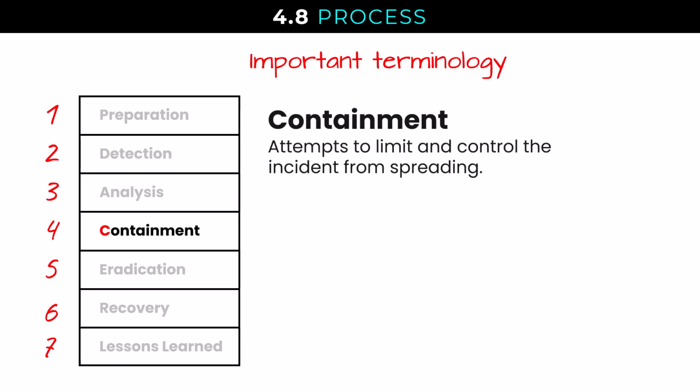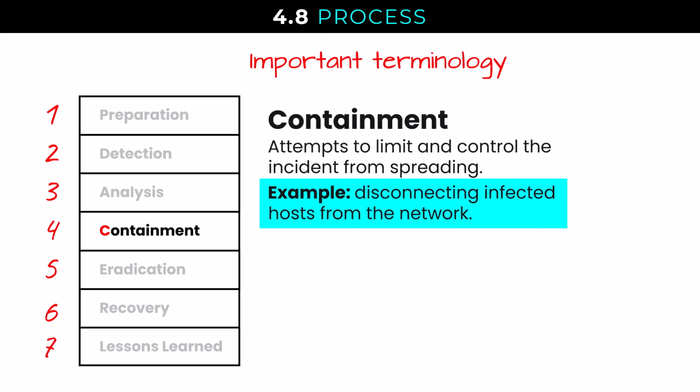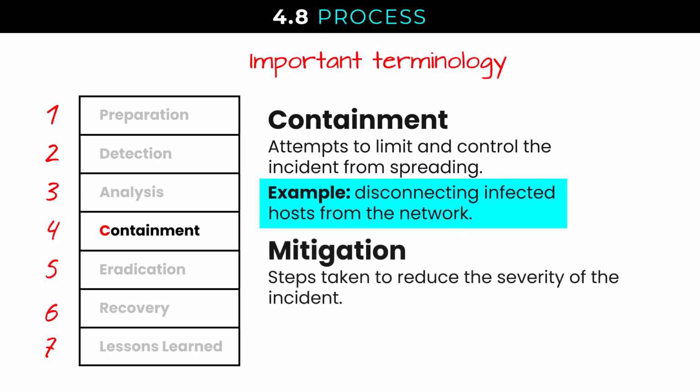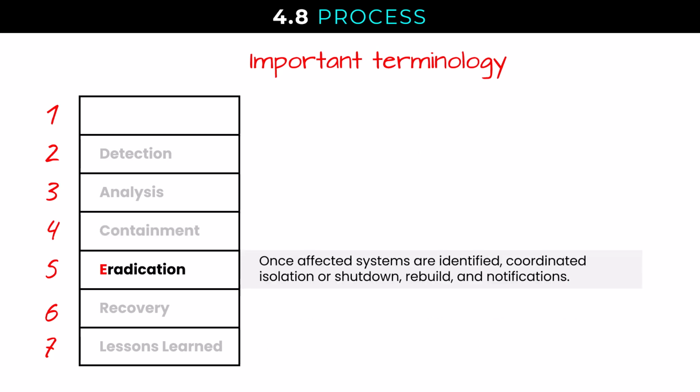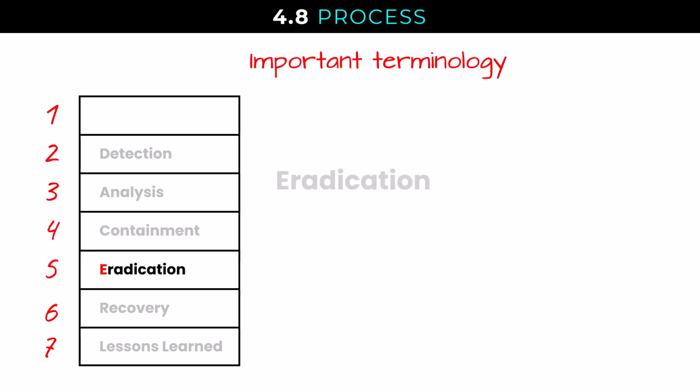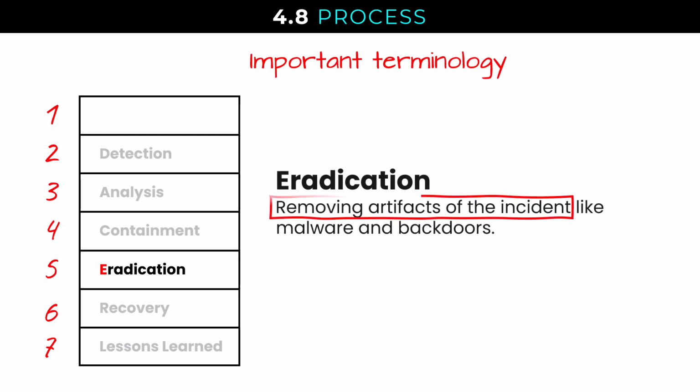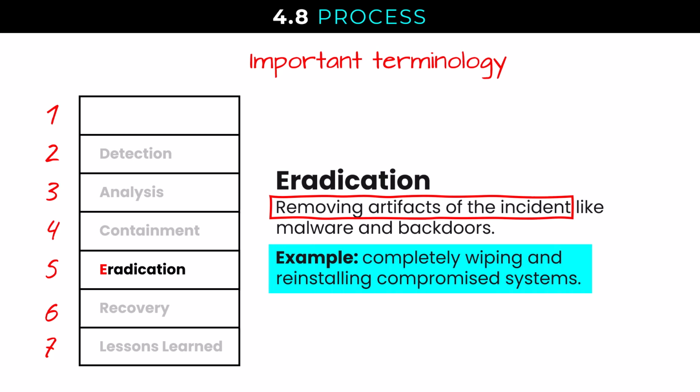So for example, disconnecting infected hosts from the network. And mitigation. These are the steps taken to reduce the severity of the incident, where the organization begins to take actions necessary to fix the incident. And moving on to the eradication phase, you should know the meaning of eradication, which involves removing artifacts of the incident, like the malware, backdoors, or other elements that led to our problem. So for example, completely wiping and reinstalling compromised systems.